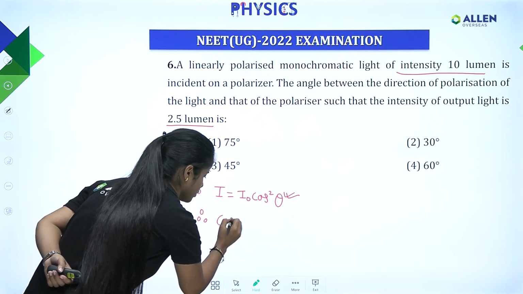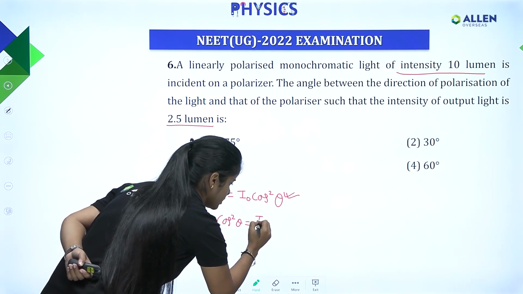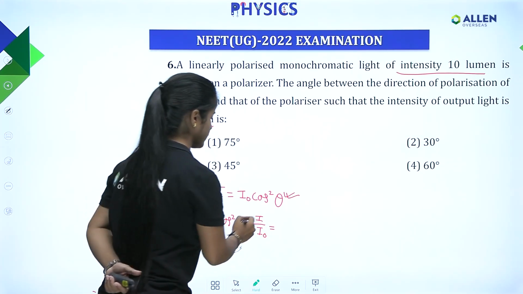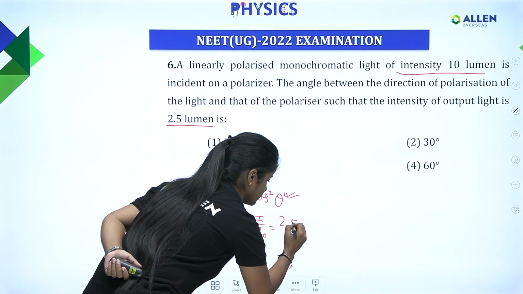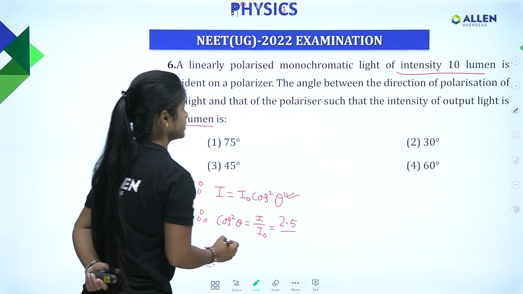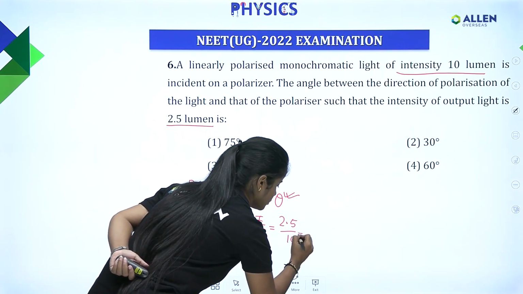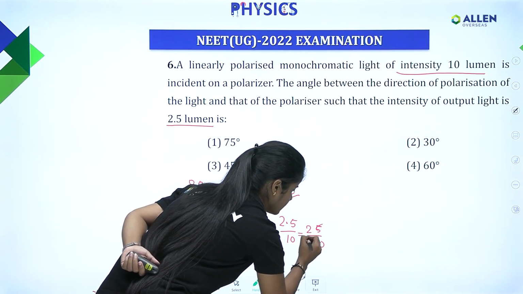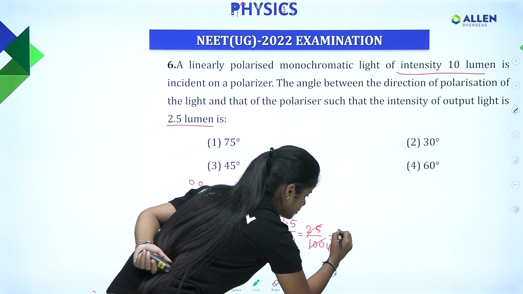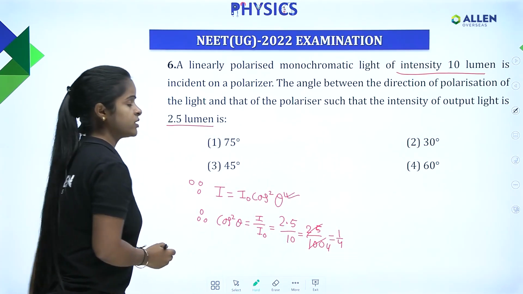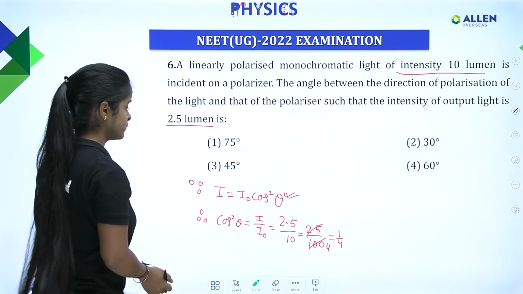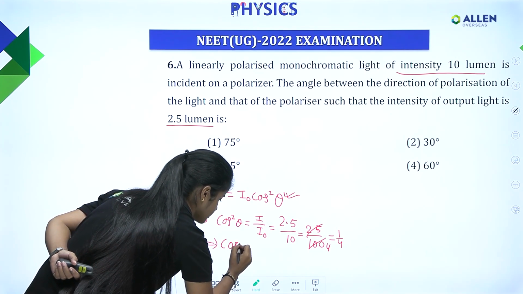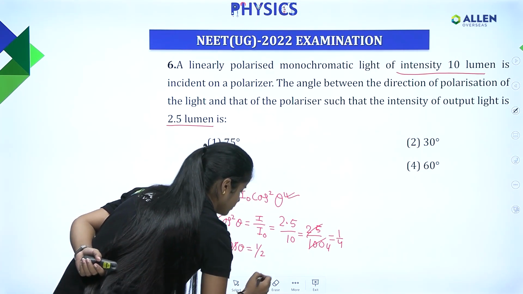So in the next step, what can I write here? I can easily write cos square theta will be equal to I by I naught, right? And here the value of I is what? 2.5, and the value of I naught is what? 10. So we can also write it as 25 by 100. After solving this part, what you are going to get is 1 by 4. But what is our aim? Our aim is to calculate the value of theta, right? Therefore, what we can write here? Cos theta will be equal to 1 by 2.